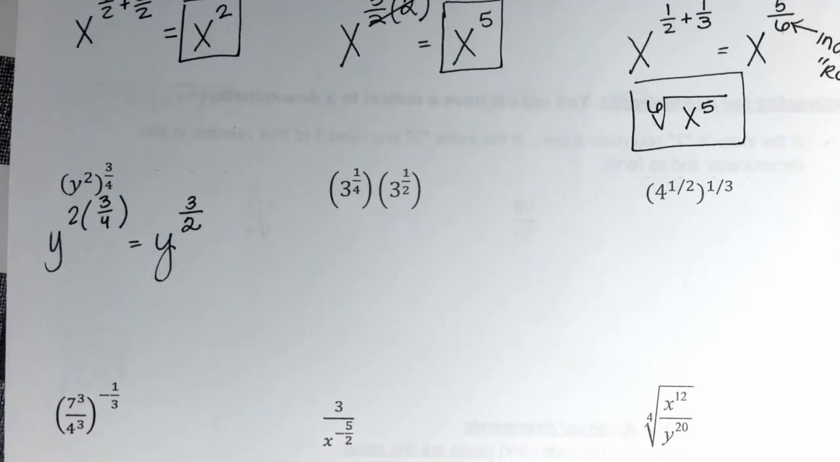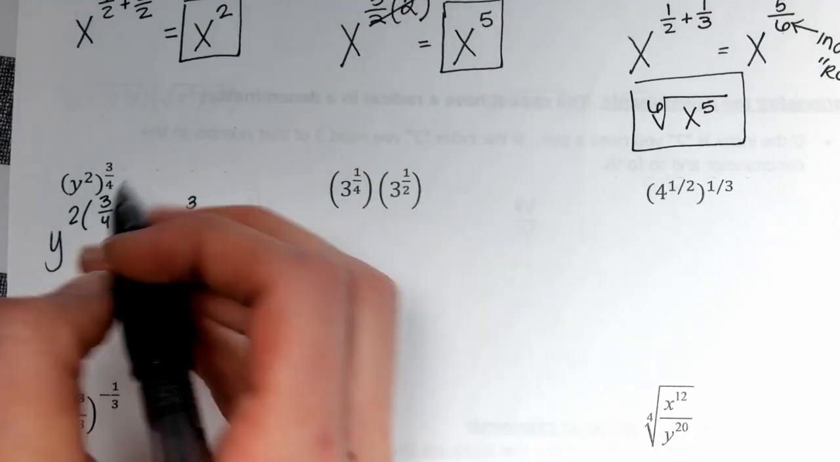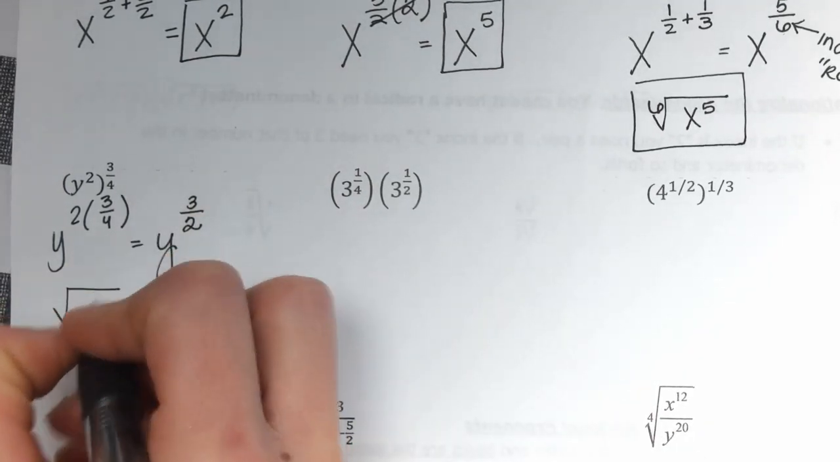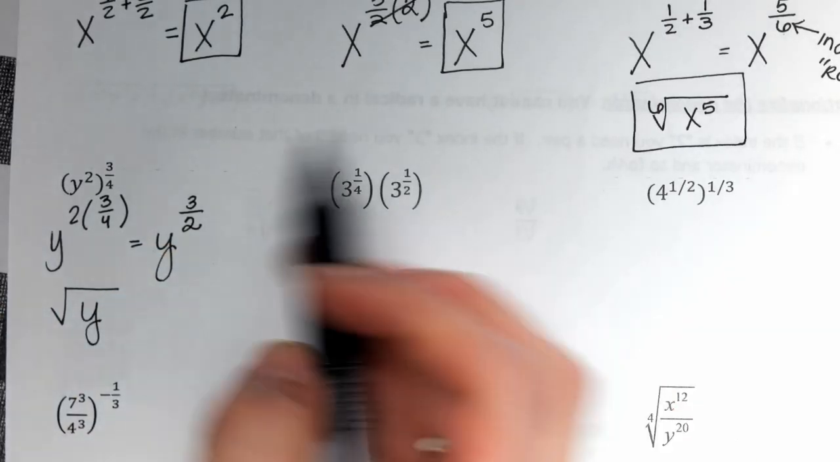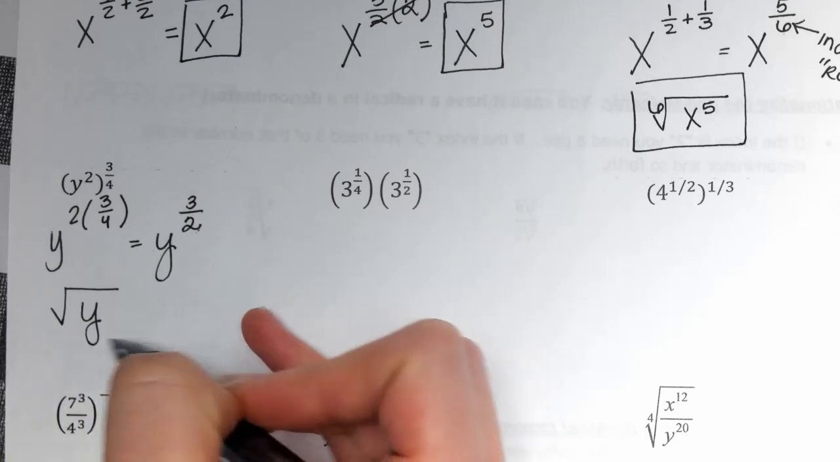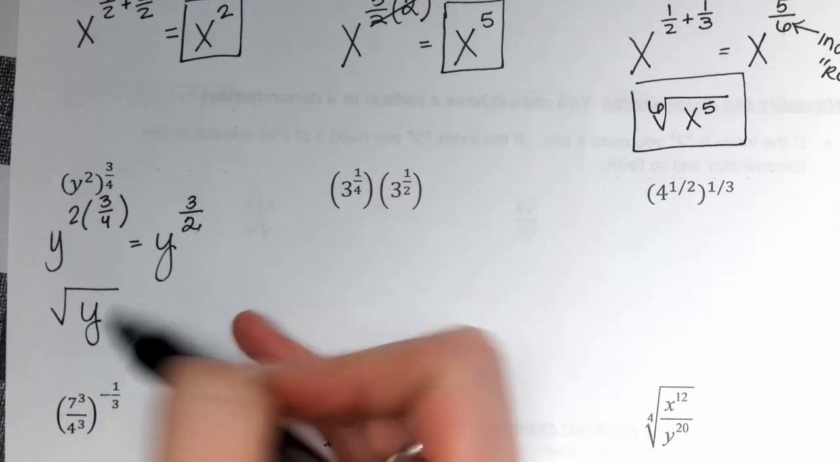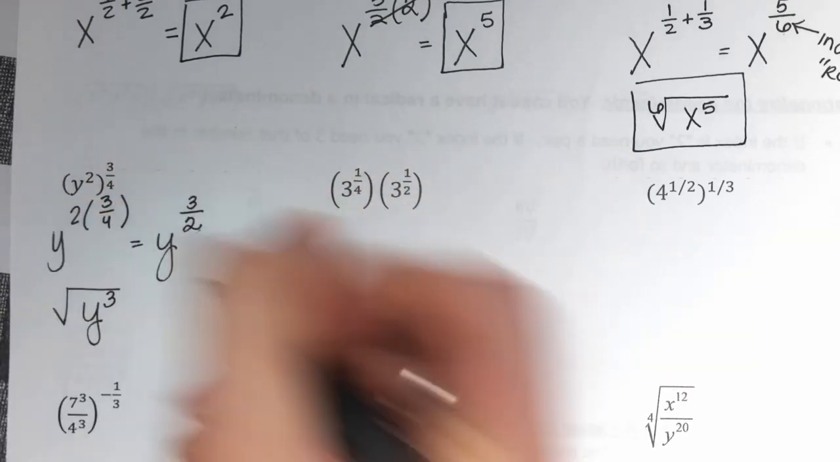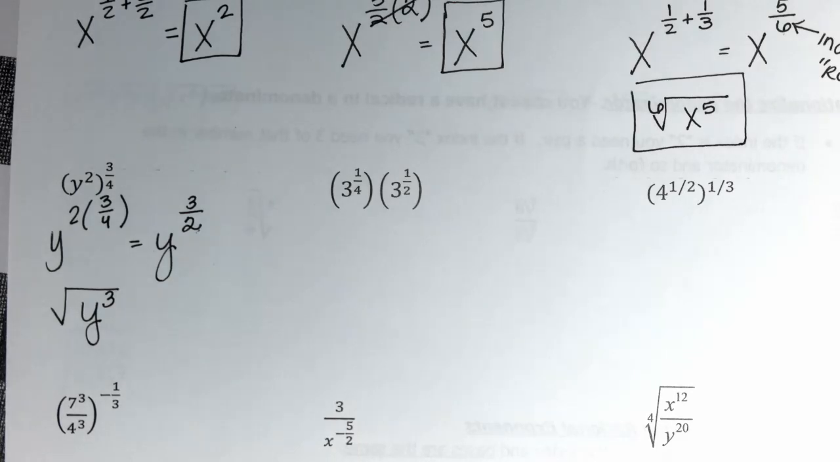Okay? So I need to rewrite it. So that's going to give me y underneath the radical. My index is a 2. I don't need to write that because it's understood to be 2 whenever I write a square root. Okay, so it's the square root of y cubed. Can I simplify that?